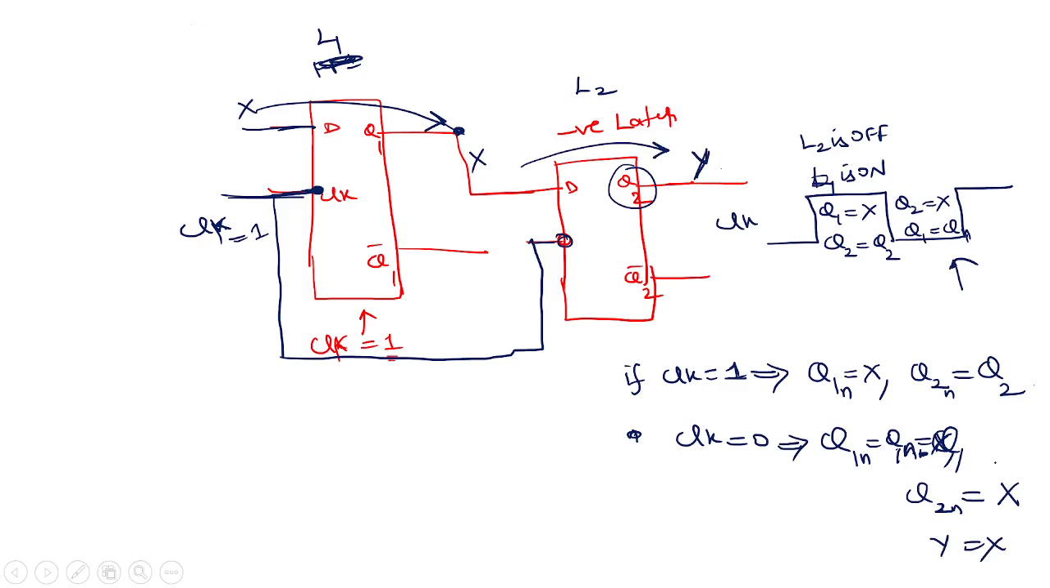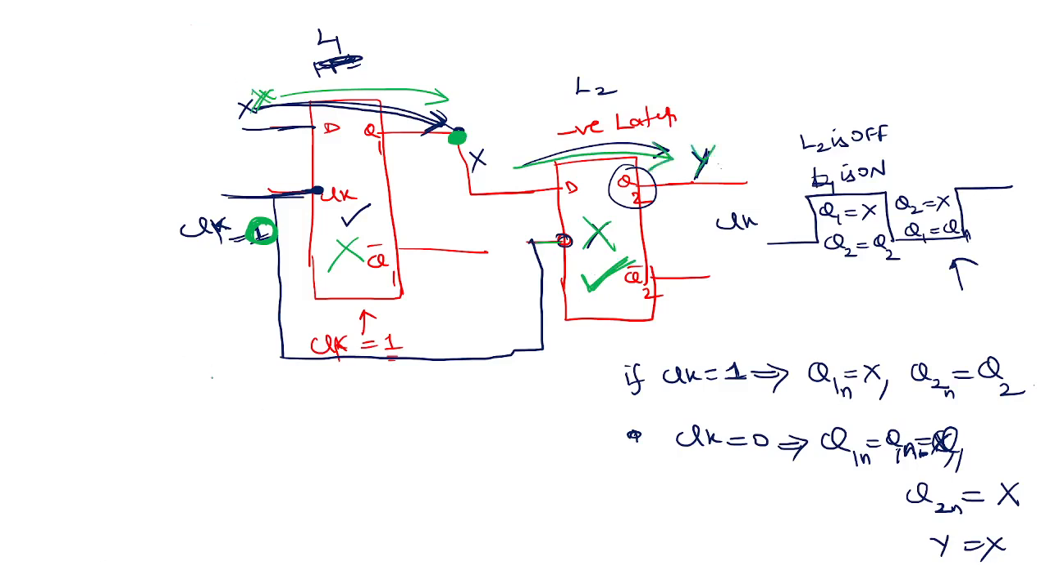Very simple thing. When clock equal to 1, this is activated, this is not activated. Because of that, whatever data is there has been transferred. I'm just repeating, it's a very simple topic. This X will be easily transferred to this particular node. At that time, this is not activated, so Y will be the same, whatever the present state on Y is. When clock equal to 0 happens, this is not activated, meaning it is disconnected from the input node. But L2 is activated, so whatever is this value will be transferred to Y.